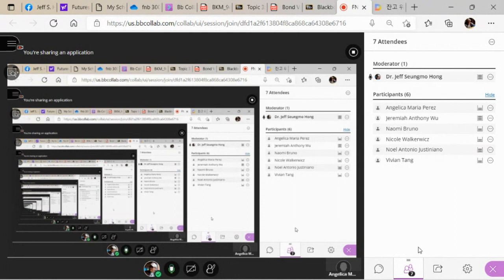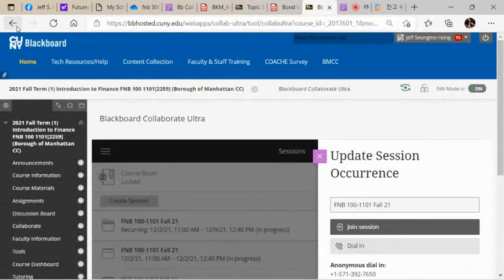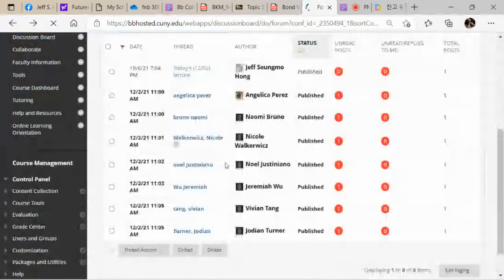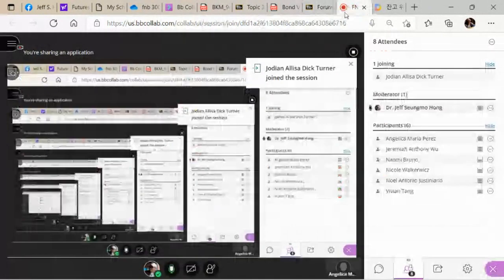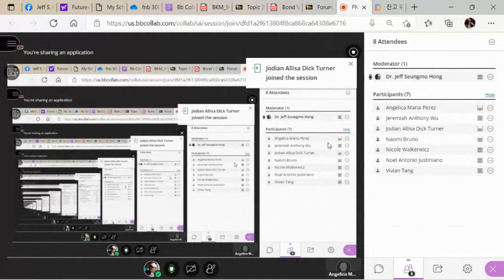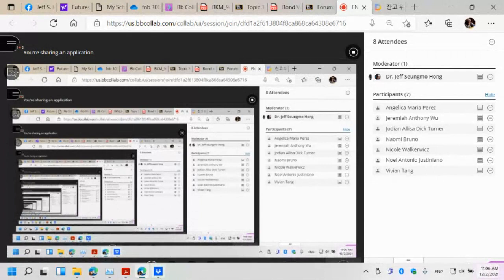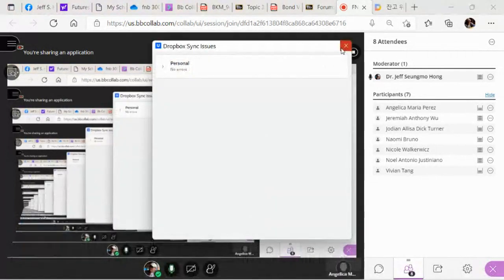All right, so I see six people in the Collaborate session, and let me see how many are in today's forum. So seven people in today's forum. So still one more person needs to join our Collaborate.